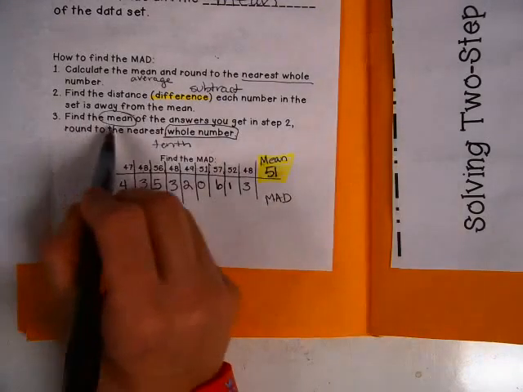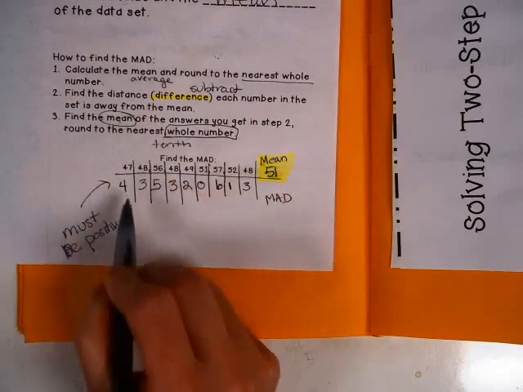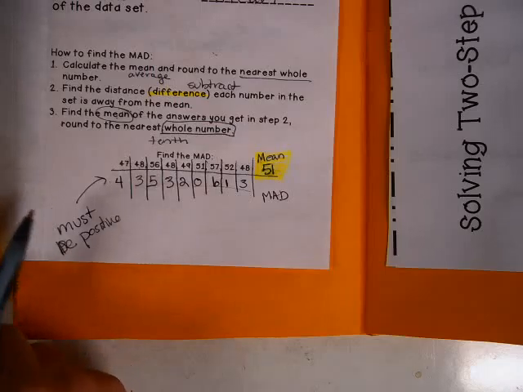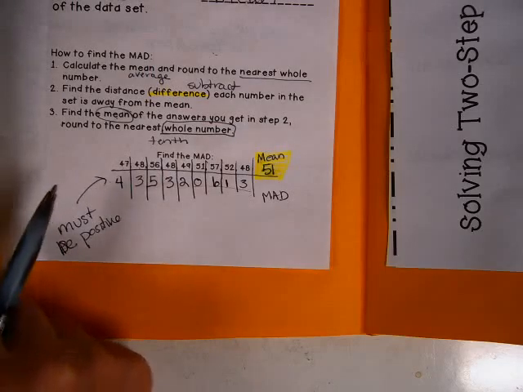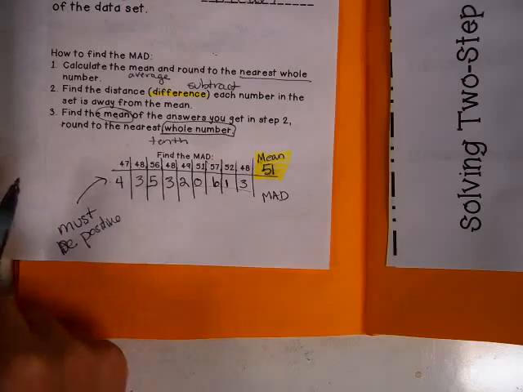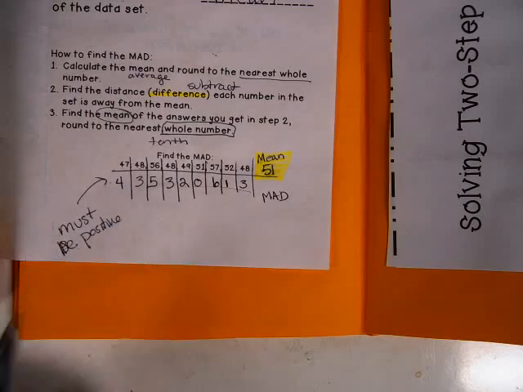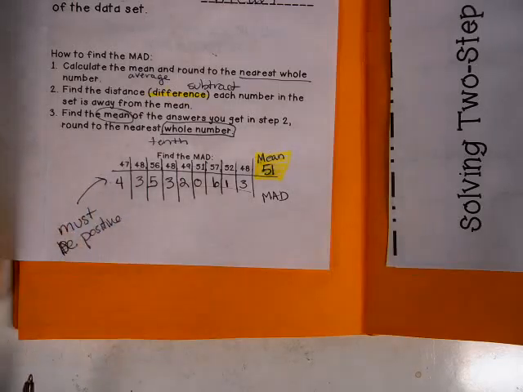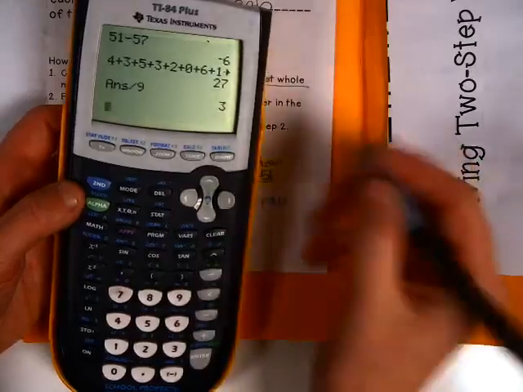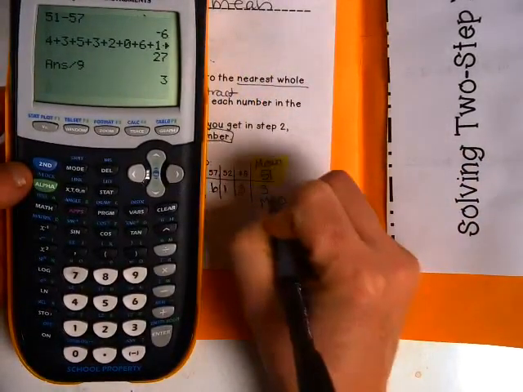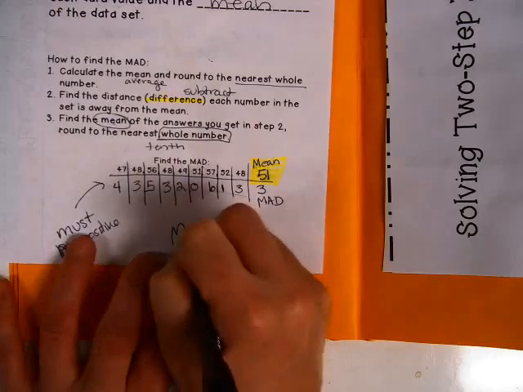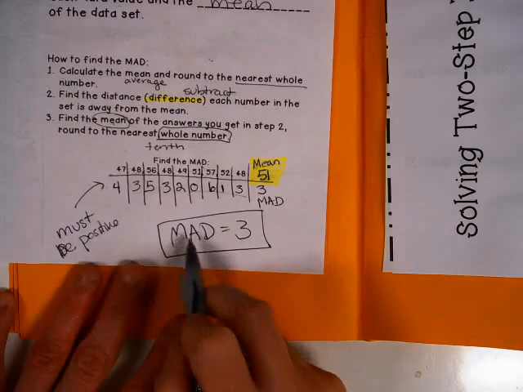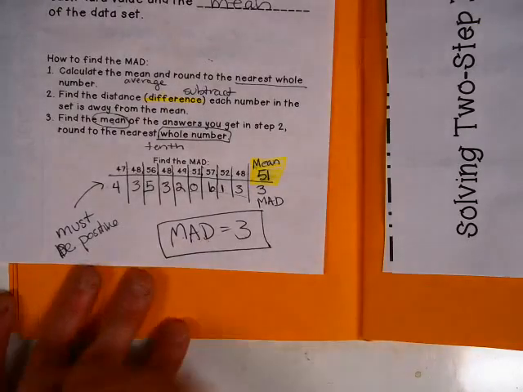Now what does it say to do? Then you have to find the mean again. So we're going to average all those numbers: 4 plus 3 plus 5 plus 3 plus 2 plus 0 plus 6 plus 1 plus 3. And you get 27. You're going to divide by 9, and you get the answer of 3. So your MAD, what you were looking for all along, equals 3. And I call it MAD because it's mean absolute deviation. So the answer is 3.